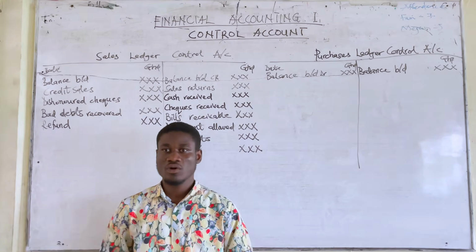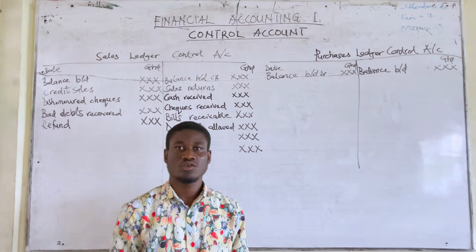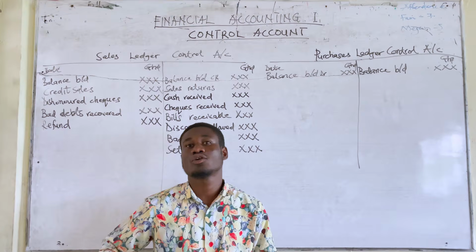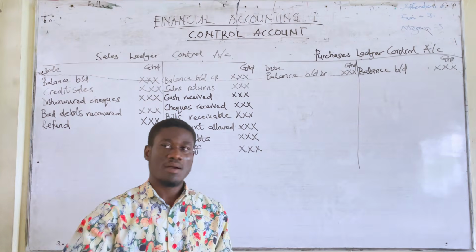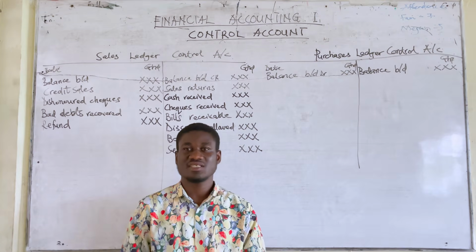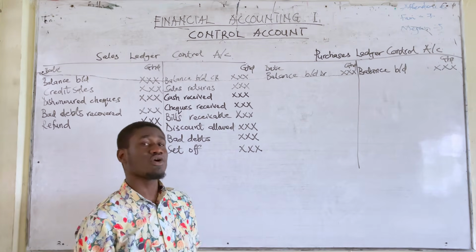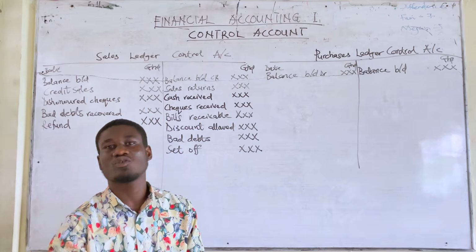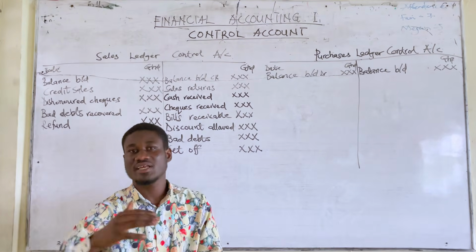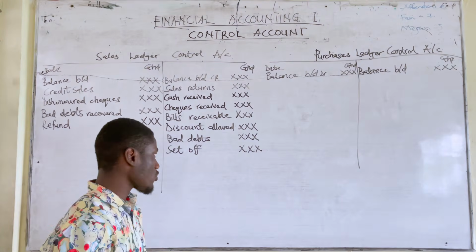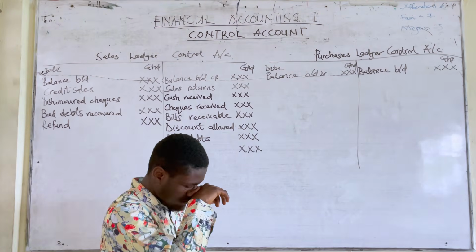I'm owing you 100 cedis. You are owing me, let's say, 200 cedis. Then I say, okay, use my 100 cedis to cancel part of the amount I'm owing. You see, that's what we term the set-off. So let's say I'm owing you 50, I also pay you 50. Instead of me paying you and you paying me back, we say, okay, let's use the amounts to cancel each other. That's what we call the set-off or contract settlement.